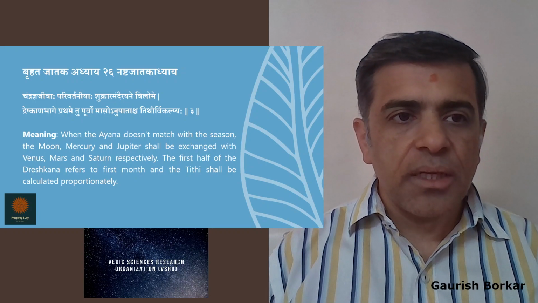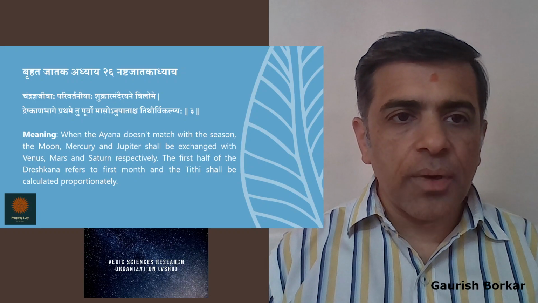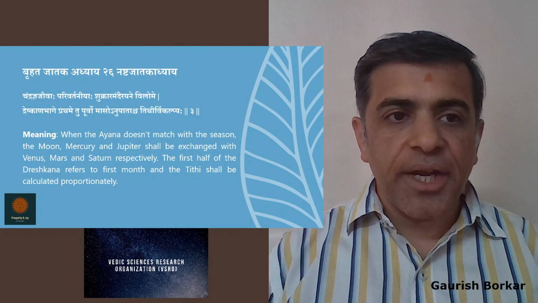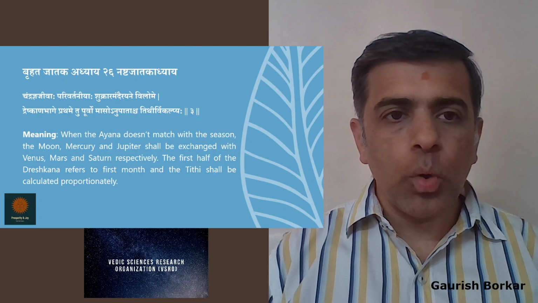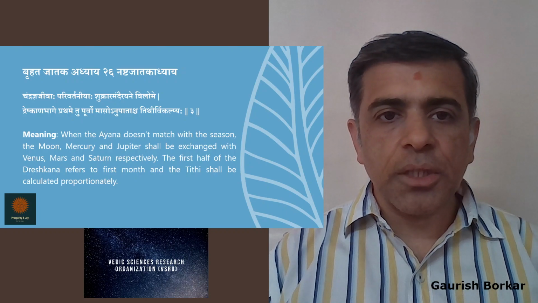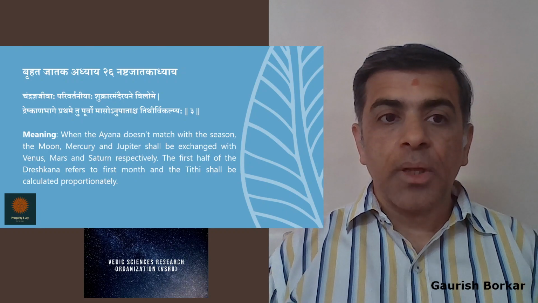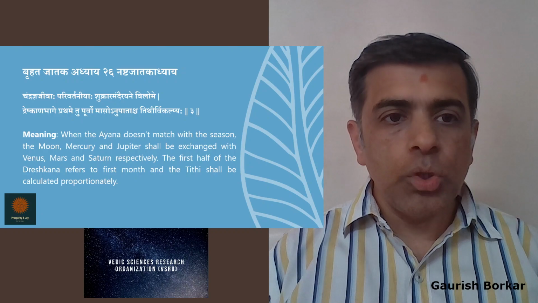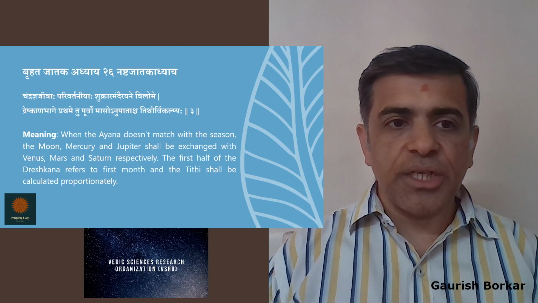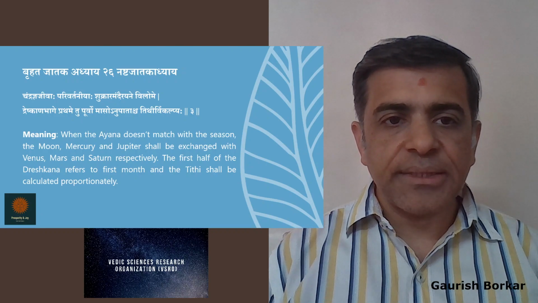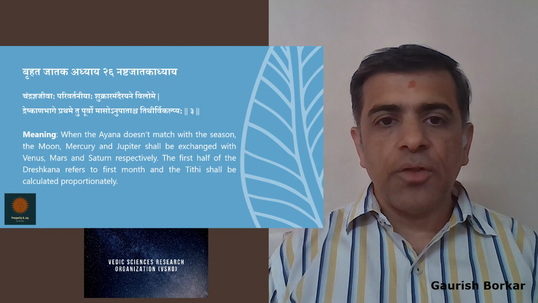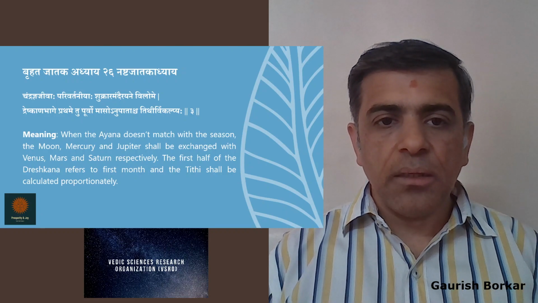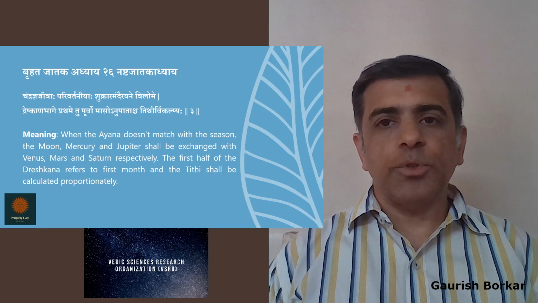The stanza says, Chandrajna Jivah Parivartaniyah, Shukraramandairayane Vilome Dreshkana Bhage Prathame tu Purvo Masanupatascha Tithir Vikalpyah. The meaning is: when the ayana doesn't match with the season, the moon, Mercury, and Jupiter shall be exchanged with Venus, Mars, and Saturn, respectively. The first half of the Dreshkana refers to the first month, and the Tithi shall be calculated proportionately.